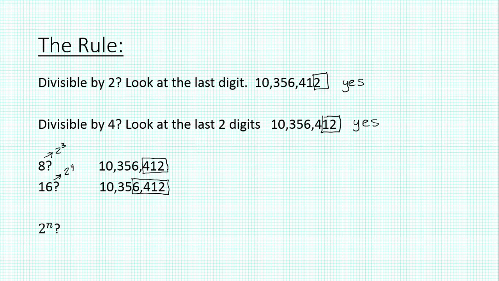It turns out that 412 is not divisible by 8, so this number is not divisible by 8. Similarly, 6,412 is not divisible by 16, so this number is not divisible by 16. So the rule is, for any power of 2, look at the last n digits. If that number is divisible by your power of 2, then the entire number is divisible by the power of 2. So that's the rule and the theory behind it. Now go make it useful.